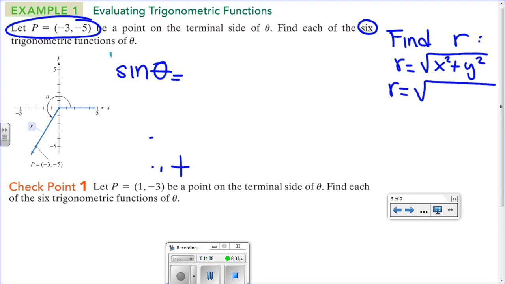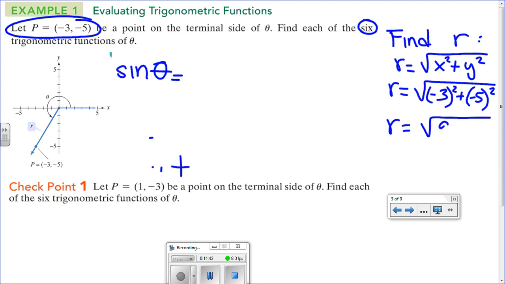Okay, so that will be x squared, so negative 3 squared, and then negative 5 squared. Now, remember that when you square a negative, you're going to get a positive, right? Don't mess this up, please. And on your first exam, you're not going to use a calculator. So if you found r and you just wanted to check it, I wouldn't mind. Because if you don't have the correct r, all the 6 trigonometric functions will be wrong. Okay? We don't want to do that.